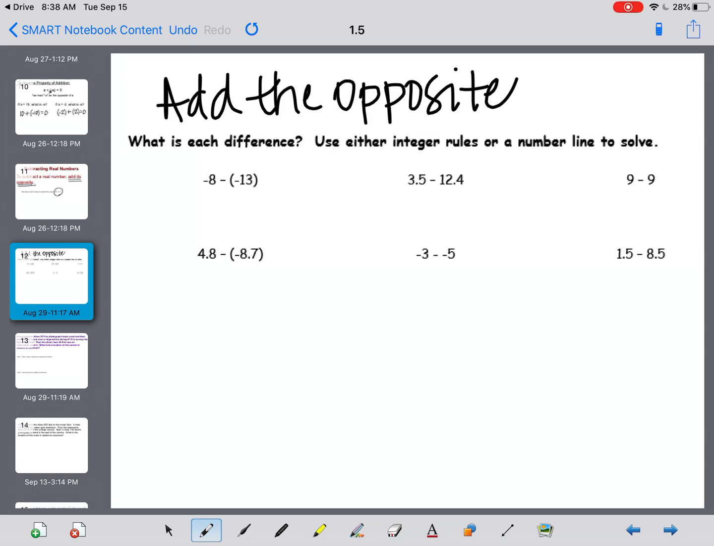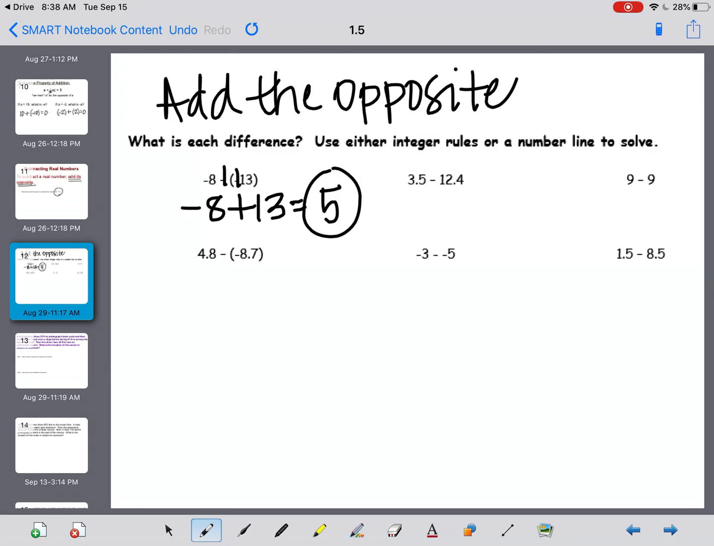For example, on the first one, negative 8 minus negative 13. Instead of subtracting, I'm going to add the opposite. So this just became negative 8 plus 13. Once I turn it to an addition problem, all the rules that we just talked about are what we're going to use, all those addition rules. I actually have more positive numbers, so my answer is going to be positive, and 13 minus 8 is 5.